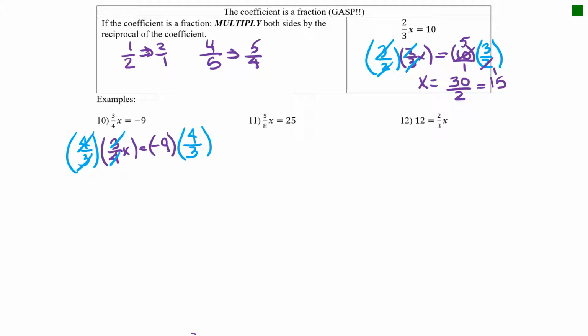What's it leave me with? It leaves me with x. Over here, this is over 1. 3 goes into 3 once. 3 goes into negative 9, negative 3 times. So my answer is negative 12.